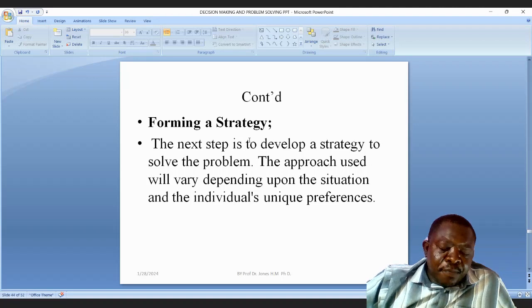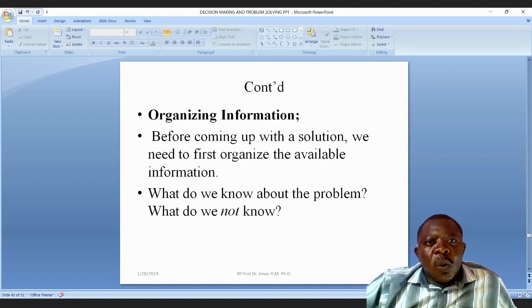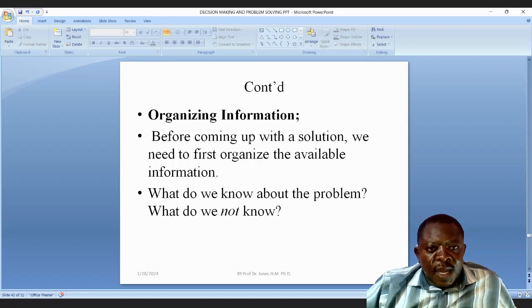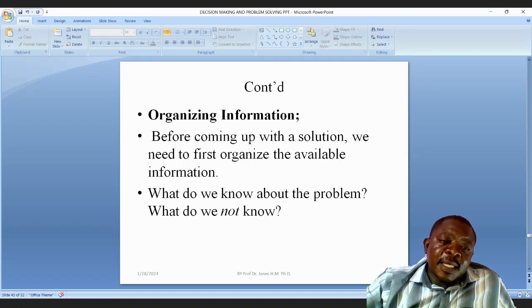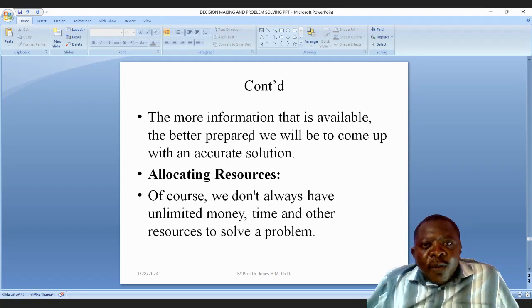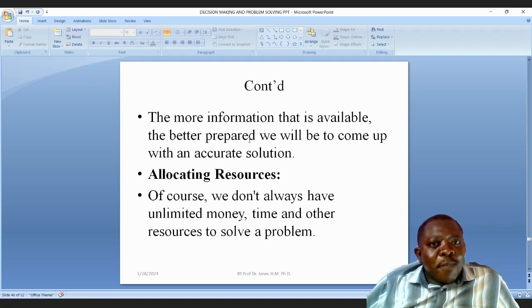Then the fourth stage is organizing information. Before coming up with a solution, we need to first organize the available information. So we may ask ourselves questions like, what do we know about the problem? What don't we know about the problem? So you can see the similarities of the steps of decision making and problem solving. Then the more information that is available, the better prepared we will be to come up with an accurate solution.